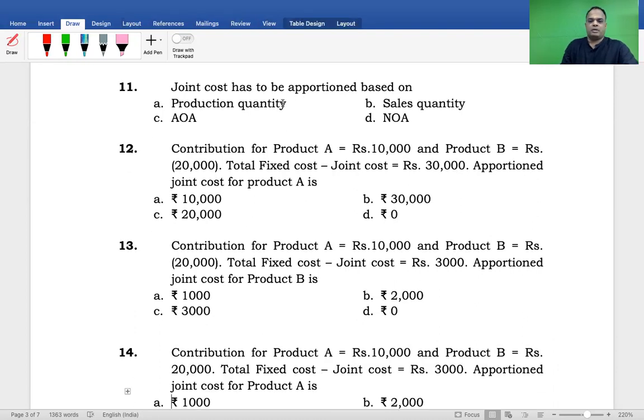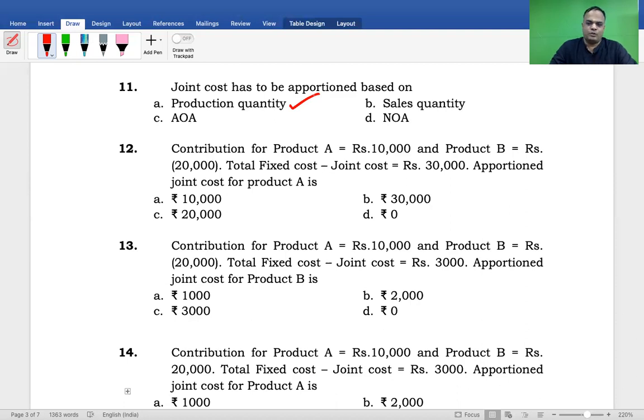Joint cost has to be apportioned based on production quantity, or sales quantity, or all of the above, none of the above. Production quantity. The joint cost itself is incurred for the purpose of producing the product. Therefore, production quantity. Even sales value at the split off point is there, not sales quantity at the split off point. So quantity won't come into the picture here. Are you with me? Yes, sir. Next.